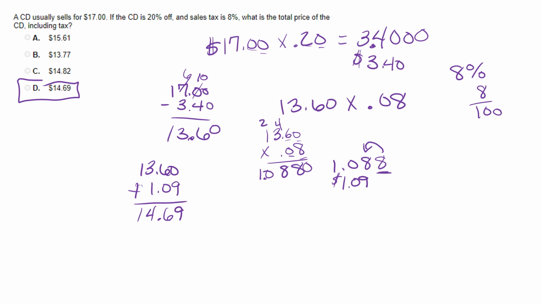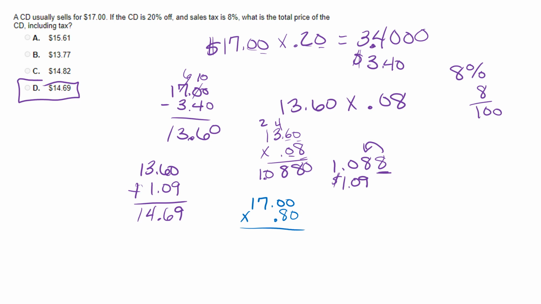Now, another way that you could do it, I did tell you that I was going to do two different ways. So I'm going to change my color down here, and I'm going to take $17, and if you have 20% off, you're only paying 80%, because remember, you have 100% of the item, subtract 20, you get 80. So I'm going to multiply this by 80%.